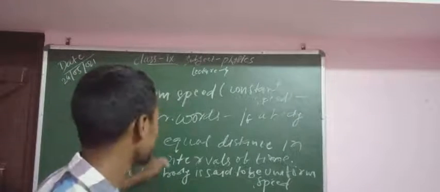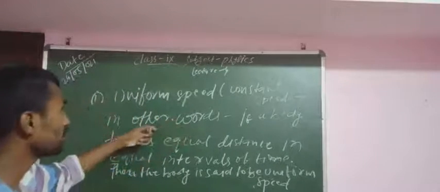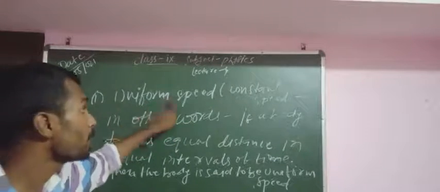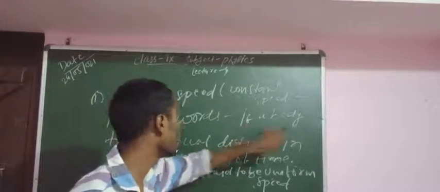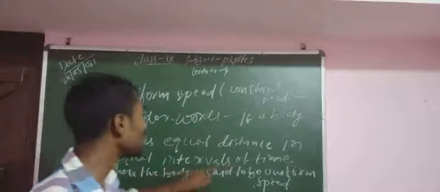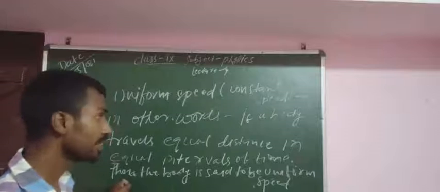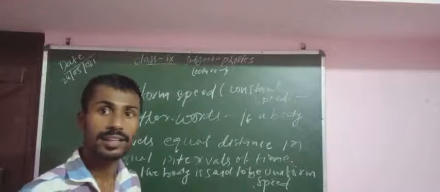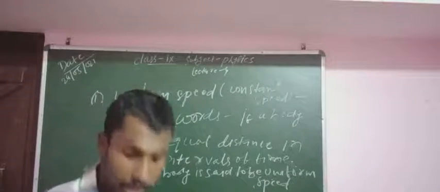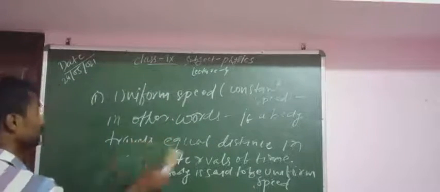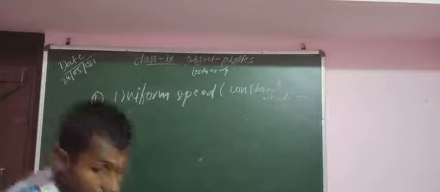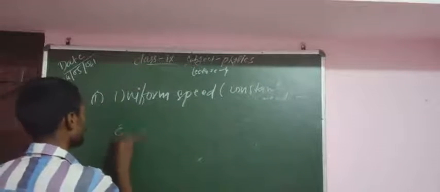The second definition, in other ways: uniform speed may be defined as, if a body travels equal distance in equal intervals of time, then the body is said to be in uniform motion. तब हम कहेंगे कि बॉडी यूनिफॉर्म मोशन में है. Suppose, example.